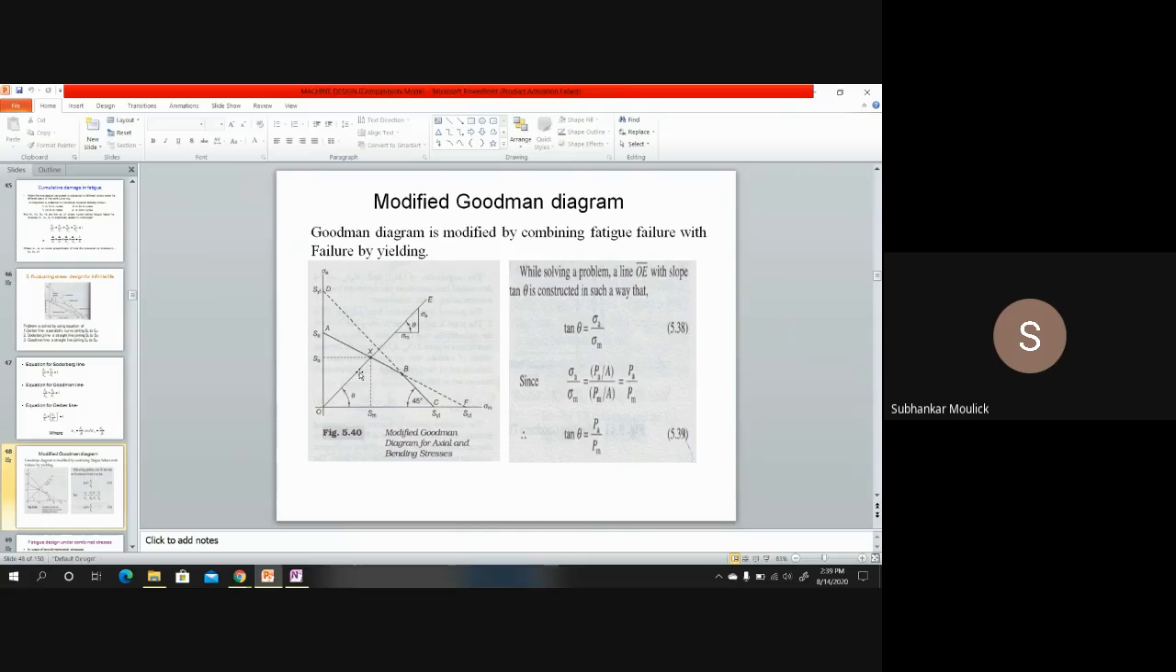because if in this region you take any particular point, according to Goodman theory of failure your component is safe to design, and according to yield theory of failure the point is over here, your component is safe to design. So this is the modified Goodman diagram. Is it clear?